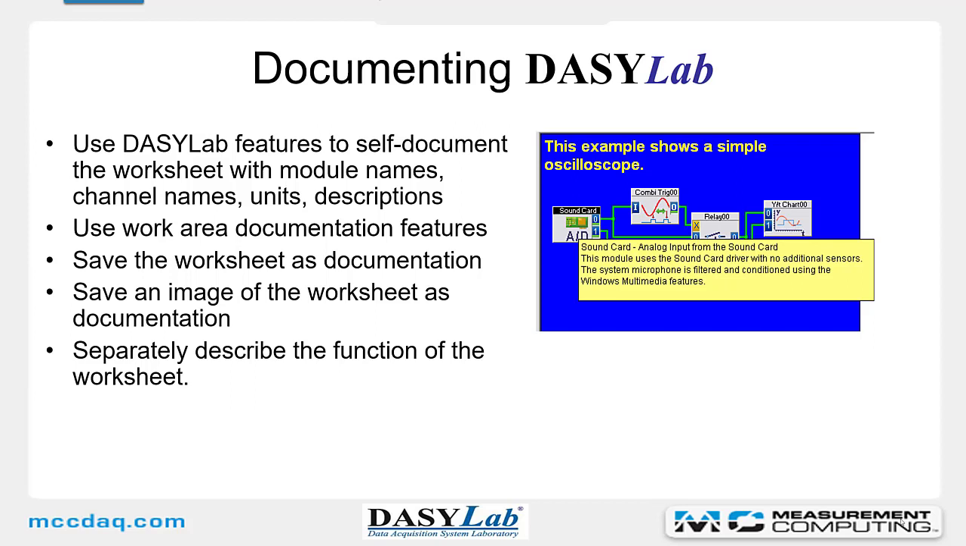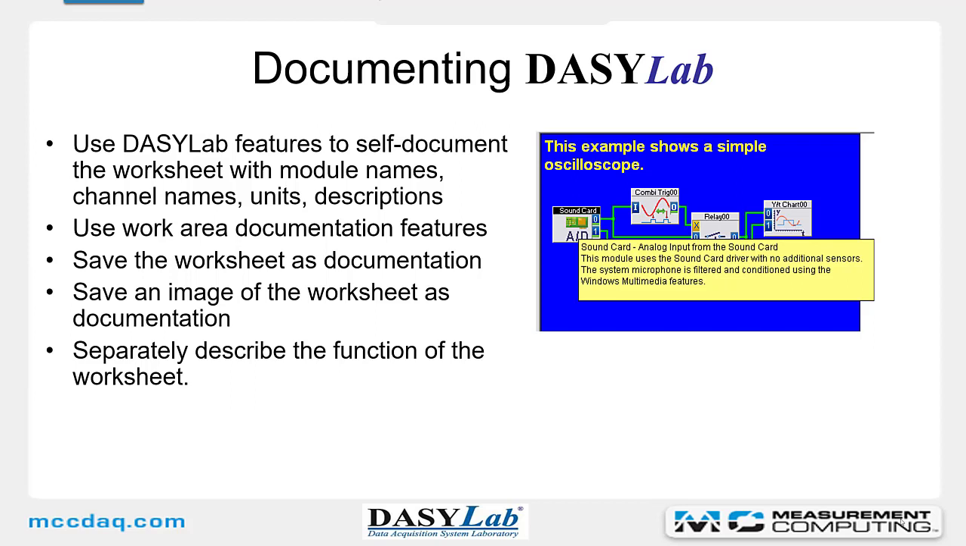where this example shows a simple oscilloscope. That's a blue block on the background of the work area with text information in it. You can then save the worksheet as documentation as a text file or an HTML file. And then you can save an image of the worksheet.